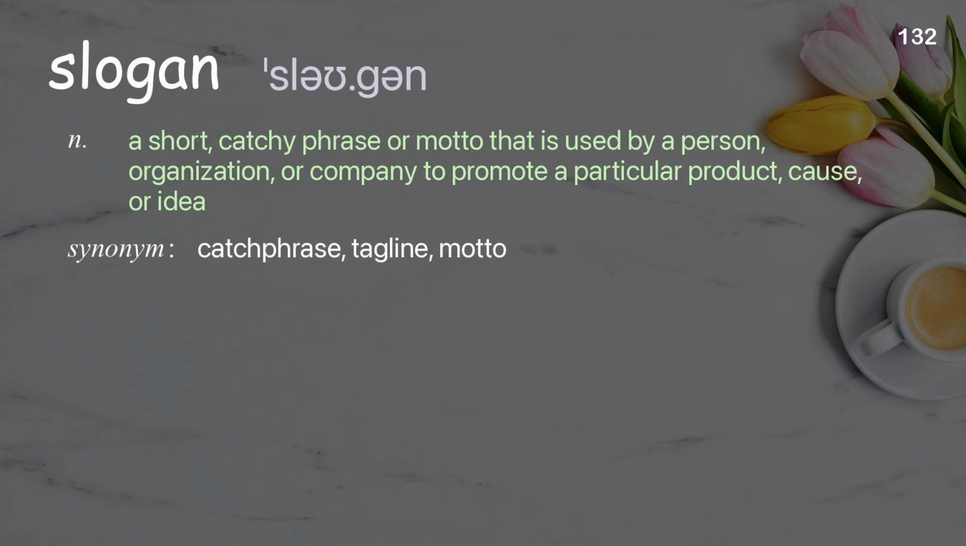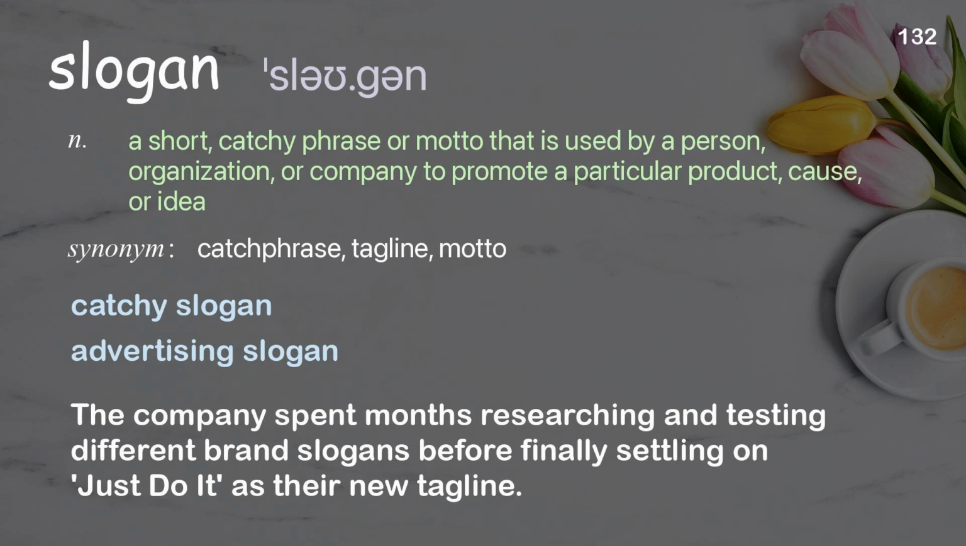Slogan. A short, catchy phrase or motto that is used by a person, organization, or company to promote a particular product, cause, or idea. Examples: Catchy slogan, advertising slogan. The company spent months researching and testing different brand slogans before finally settling on "Just do it" as their new tagline.